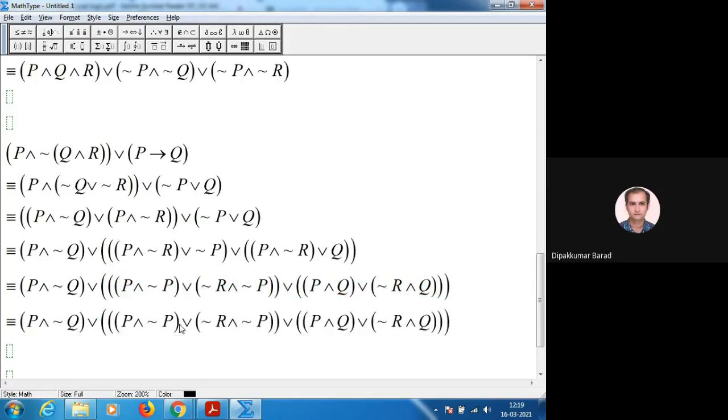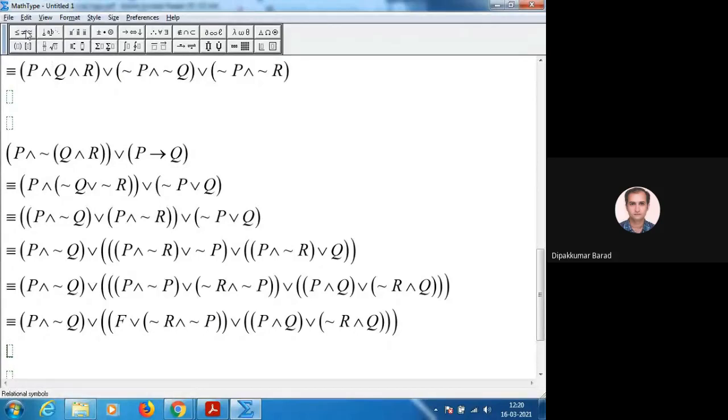First one, this P and not P, which I can write as F. And this one, P and Q or not R and Q. Okay, fine. Now see, F or any statement gives the statement itself. F or P is equal to P. So what I get here, this one is as it is.